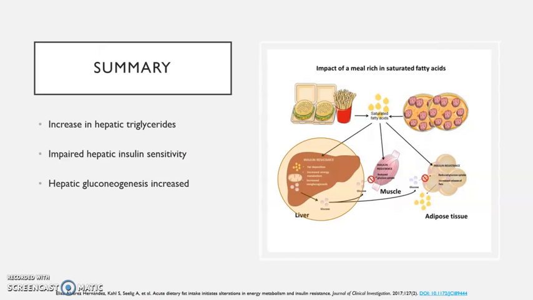It's important to consider the effects saturated fatty acids are having in the pathogenesis of type 2 diabetes. A study by Hernandez in Germany in 2017 actually found that there was an increase of hepatic triglycerides, an impairment to hepatic insulin sensitivity, and an increase in hepatic gluconeogenesis with a single dose of palm oil, which is a saturated fat. If you think about the effects that a single dose of saturated fat can have on energy metabolism and insulin resistance, you then really have to think about what happens when you're constantly consuming these saturated fats.